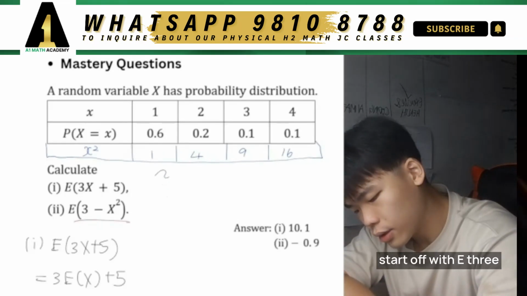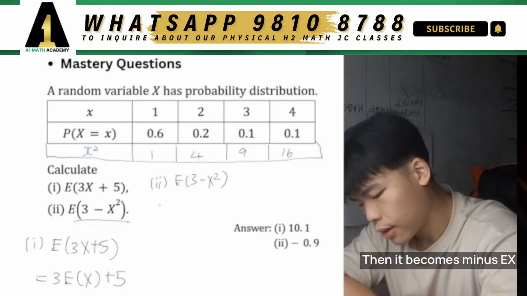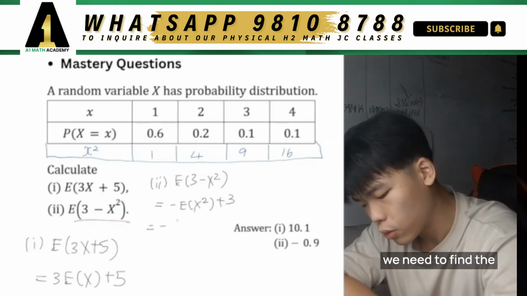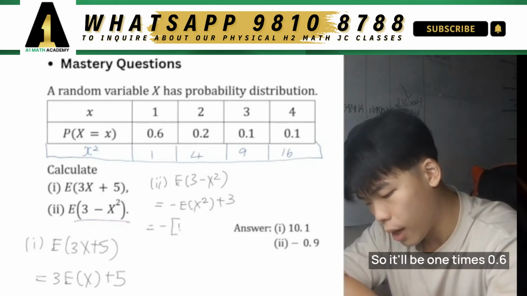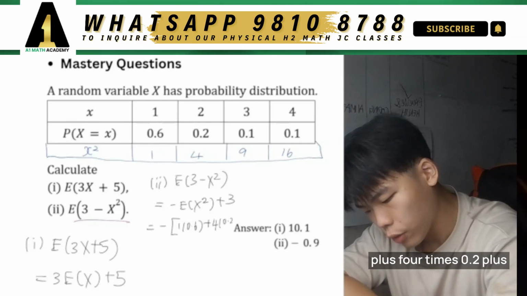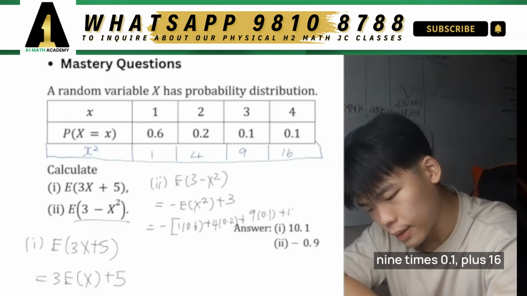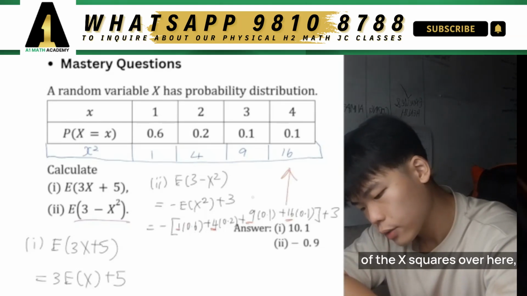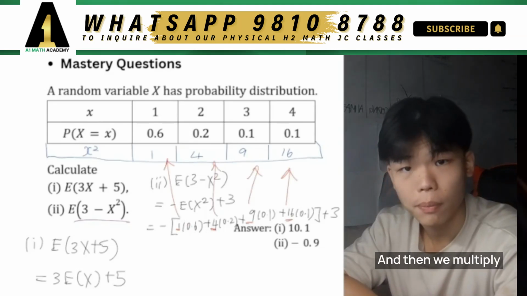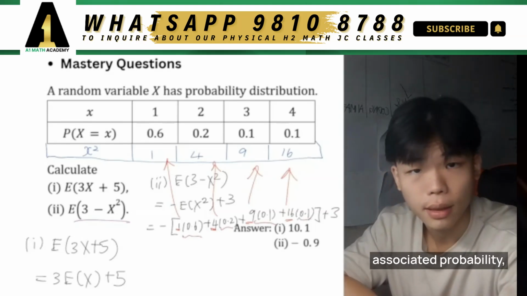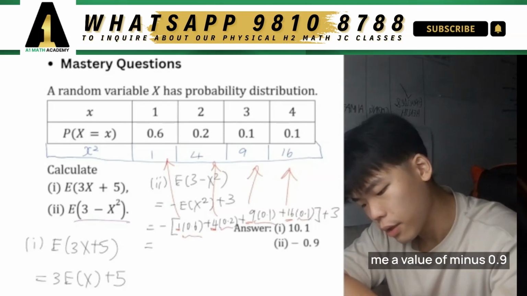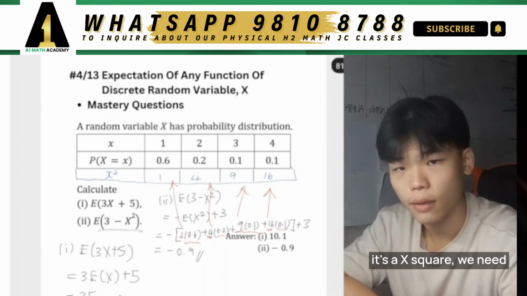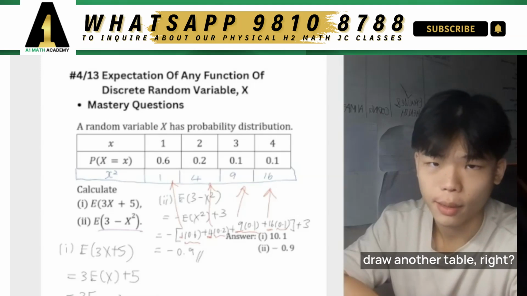So over here, we start off with E(3 minus X squared), and then it becomes minus E(X squared) plus 3. And then from here, we need to find the expectation of X squared. So it will be 1 times 0.6 plus 4 times 0.2 plus 9 times 0.1 plus 16 times 0.1, and then plus 3. We use all the new values of the X squares over here, as you can see. And then we multiply them with their associated probability, and of course we add a 3 at the end. So all in all, this will give me a value of minus 0.9 as the final answer to this question over here. Just note that if it's X squared, we need to extend the table or draw another table if you prefer.